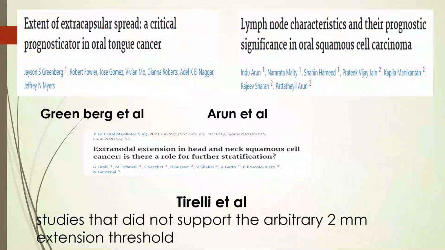But many other studies, like Greenberg et al. and Pirelli et al., tried to study this and did not support the 2 millimeter threshold. So still there is a lot of heterogeneity. And Arun et al. did a study in which he showed that a 5 millimeter cutoff was what had prognostic significance, and not the 2 millimeter cutoff.